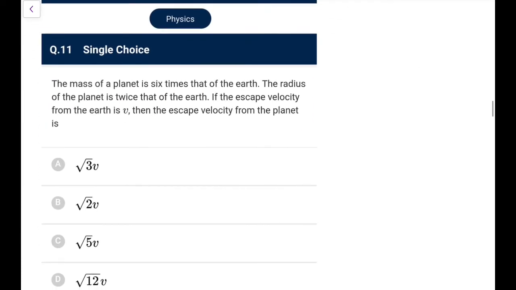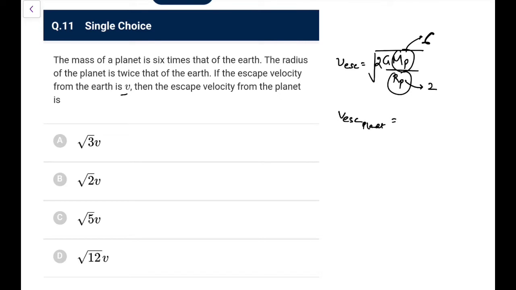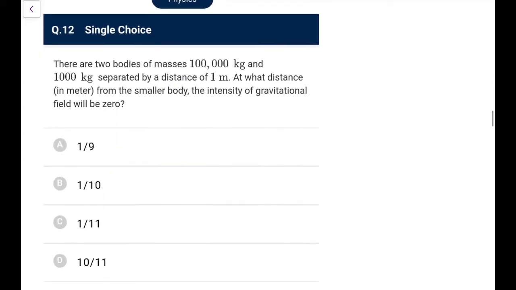It's a nice question. The mass of a planet is 6 times that of Earth. Radius of the planet is twice that of the Earth. If the escape velocity on the Earth is v, then the escape velocity is root 2GM by R. So for a general case, that planet has the mass 6 times, that has the radius that is twice. So 6 by 2, that is 3. So I can directly say escape velocity for that planet would definitely be root 3 times the v escape on the Earth. So the option A, that's a nice easy one for you considering the above questions.